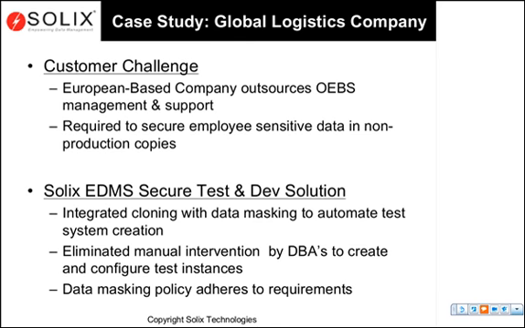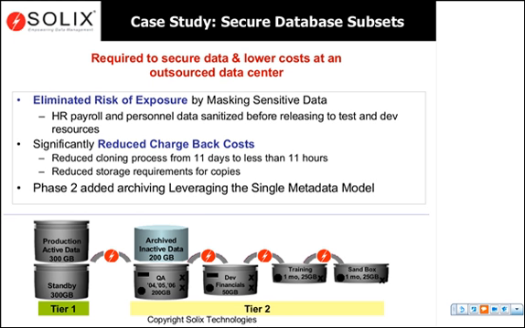And then later, what they did is they added archiving because they're going to be doing an R12 upgrade. They wanted to reduce the size of their production database so that they could go through the R12 upgrade faster. So that was actually a very interesting case because, again, the security is what started the conversation, but they just saw many more benefits.